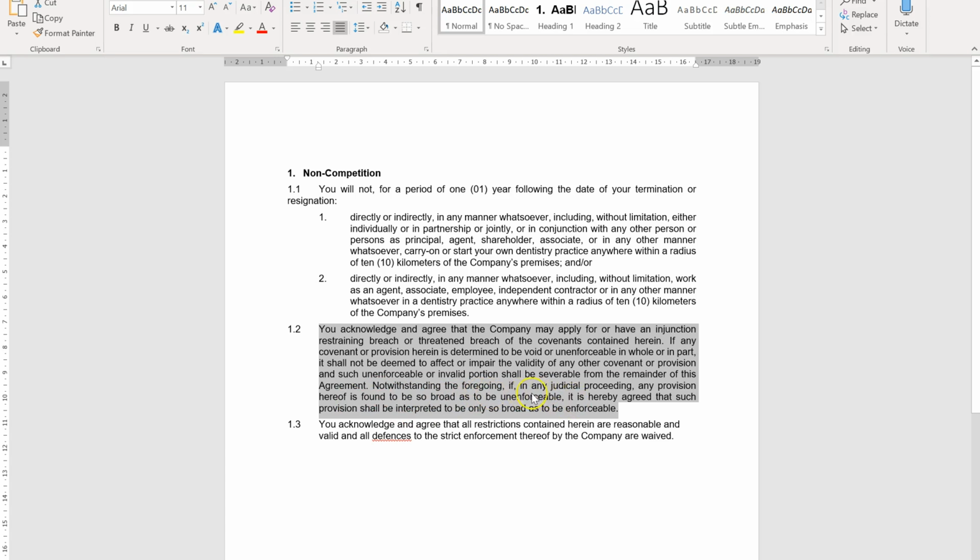Notwithstanding the foregoing, if in any judicial proceeding any provision hereof is found to be so broad as to be unenforceable, it is hereby agreed that such provision shall be interpreted to be only so broad as to be enforceable. So this is sort of a try to say that, oh, if the court finds that we put a very broad limit on the geographical scope, then whatever interpretation will make it a bit narrower so that it can make it enforceable, let's go with that interpretation. It may not fly in court, but this is sort of the language that you may find in the clause.